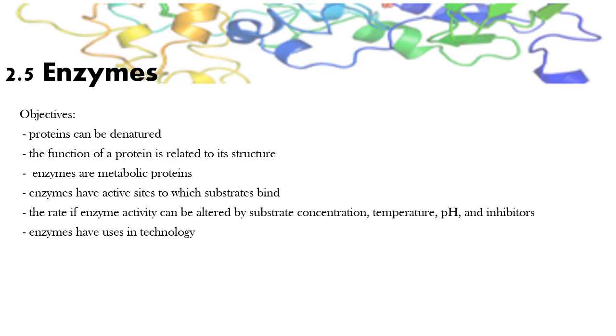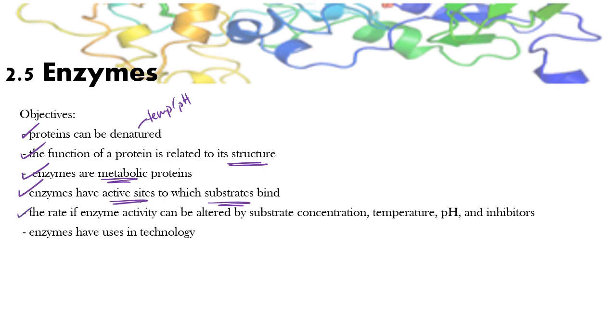Good work today. We talked about how proteins can be denatured. We can denature them with temperature, with pH. We talked about how the function of a protein is related to its structure. Structure-function correlations are so important in biology. Our enzymes are special metabolic proteins. They carry out chemical reactions. They actually reduce the activation energy of some chemical reactions. They do that by having substrates bind to their active sites.